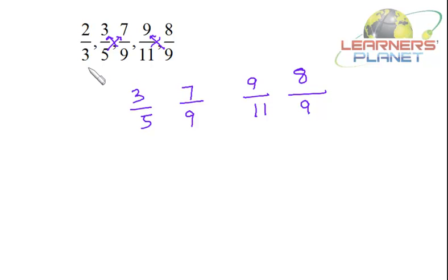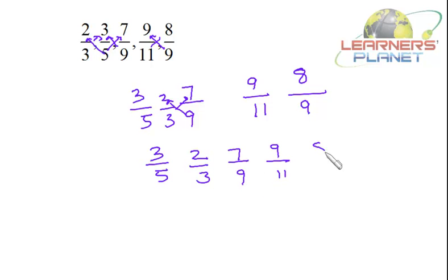Now see the status of 2 by 3. It's 9 and it's 10. So 2 by 3 is greater than 3 by 5. So I put it over here, 2 by 3. Now see whether it is less than 7 by 9 or not. It's 18 and it's 21. So definitely it is less than 7 by 9. So the correct order is 3 by 5, 2 by 3, 7 by 9, 9 by 11 and 8 by 9.